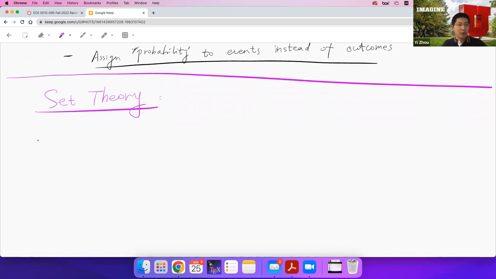So the first thing is, what is a set? Well, a set is a very general thing. It is a collection of objects and elements. Objects and elements can be anything. Could be numbers, could be sentences, could be characters. Okay, so a set can include anything basically.